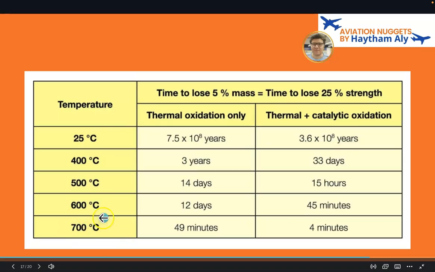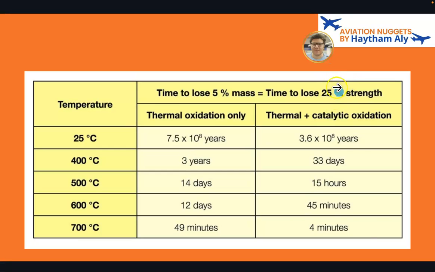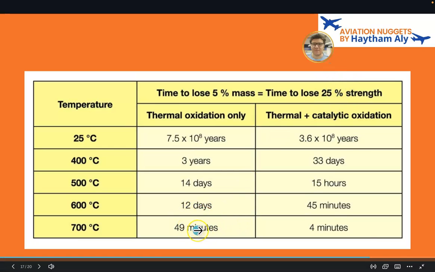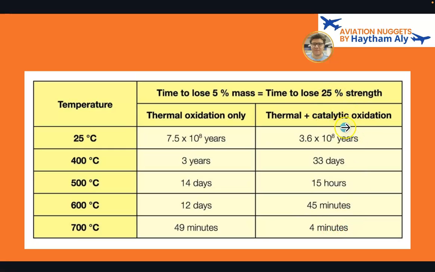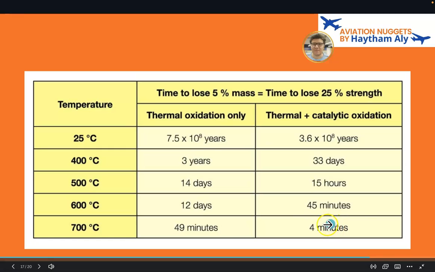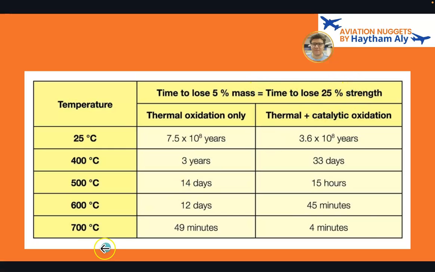Also, if the brake temperature is 700 degrees, the brake unit needs just 49 minutes to lose 5% of mass, which is equal to 25% of strength. This 49 minutes will be heavily reduced to just 4 minutes if the brake unit also has sodium or potassium as catalyst. Okay, everybody. So from this table, you see the bad effect of the catalyst, potassium or sodium from the de-icing or cleaning agent. It increases the acceleration rate and heavily reduces the time that the brake unit needs to lose 5% of mass or 25% of strength.